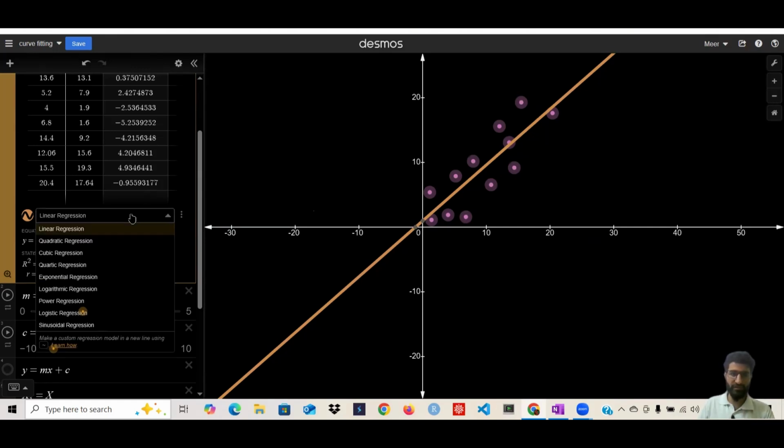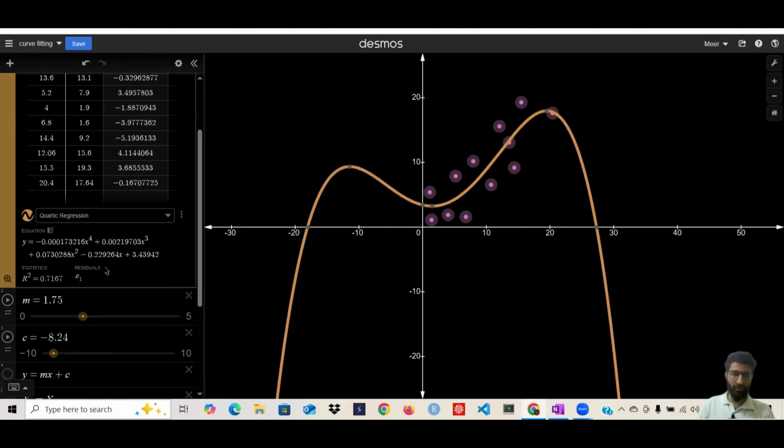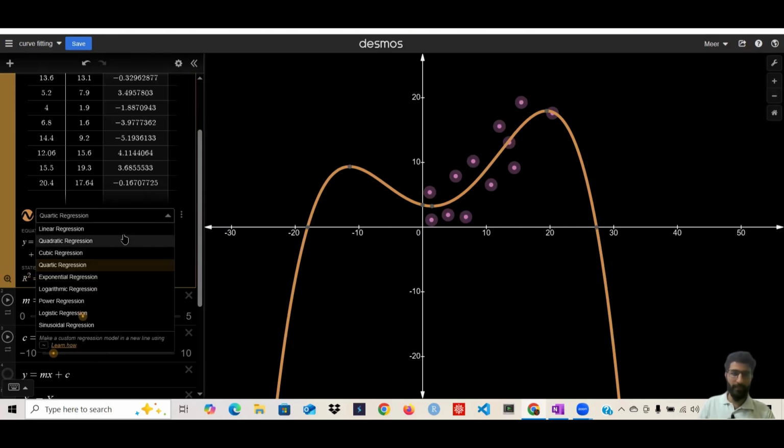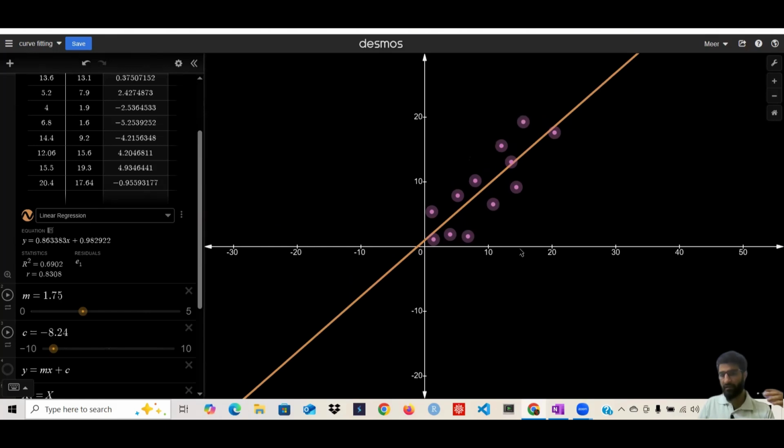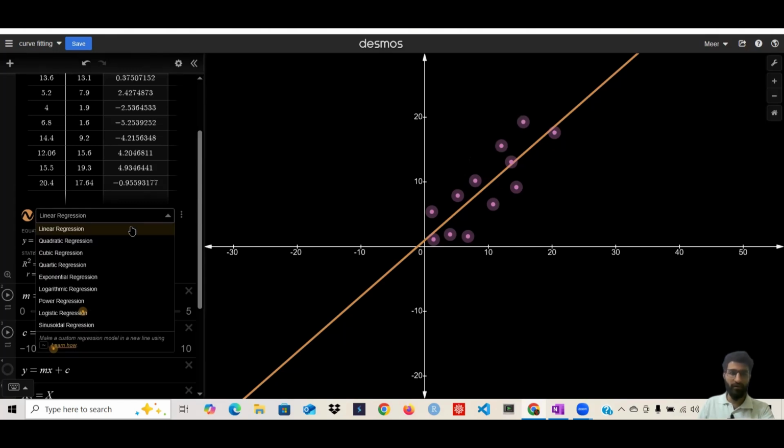That we can also see with the help of R square. R square here is actually better for the case of quartic, and for the case of linear we are getting a lower value of R square, but still we will go for the linear case because it better approximates the data. This is the case of overfitting.